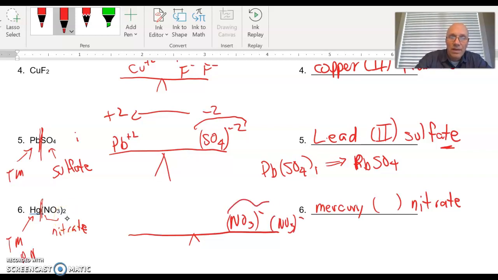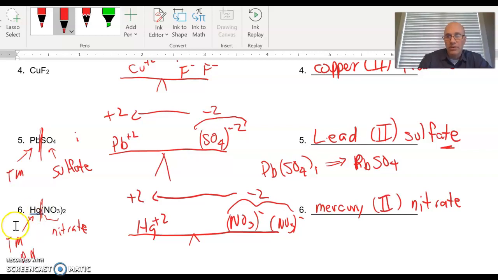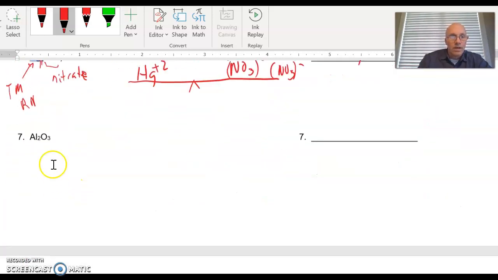All right, so that makes a grand total of -2. That total -2 charge has got to be balanced by a +2, and there's only one mercury atom in this formula, so it's got to pay the whole bill. So that means that it is mercury 2 nitrate.